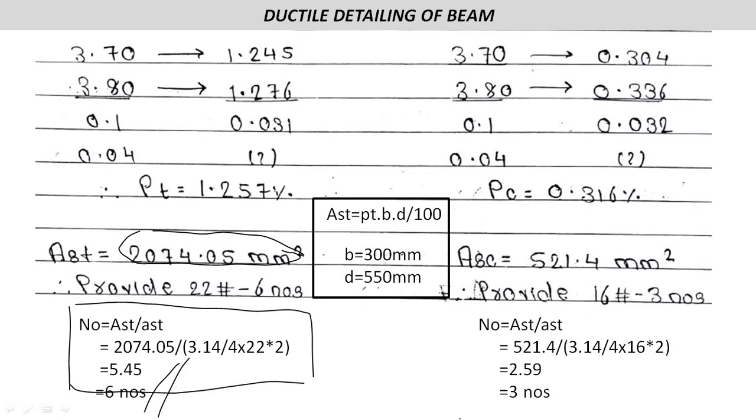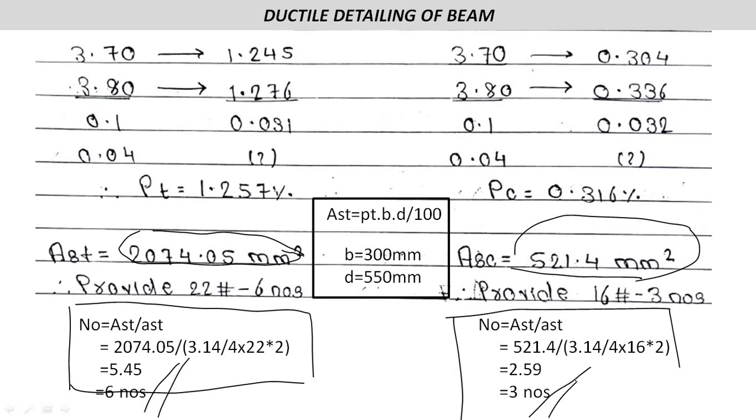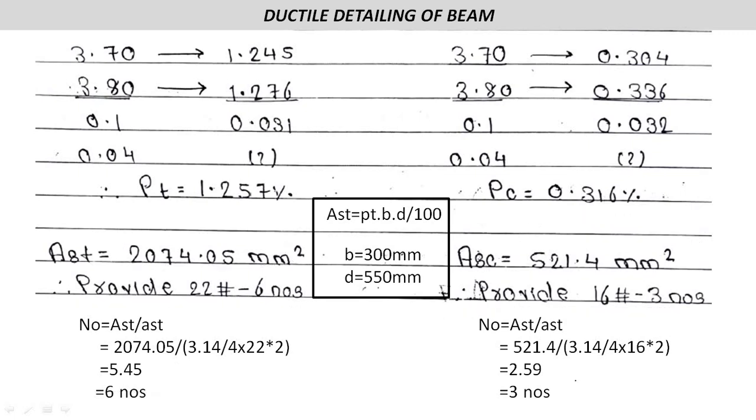Coming to the area of steel in compression, the capital AST is 521.4 mm square, and for the small AST I have provided 16 diameter, so pi by 4 into 16 whole square. So I found the number as 3. So in tension it will be 22 dia 6 numbers, and for the compression it will be 16 dia 3 numbers.